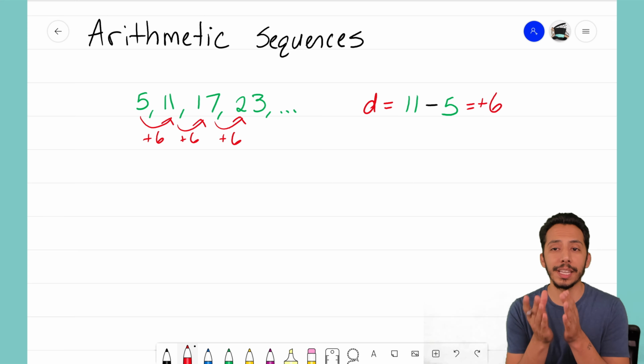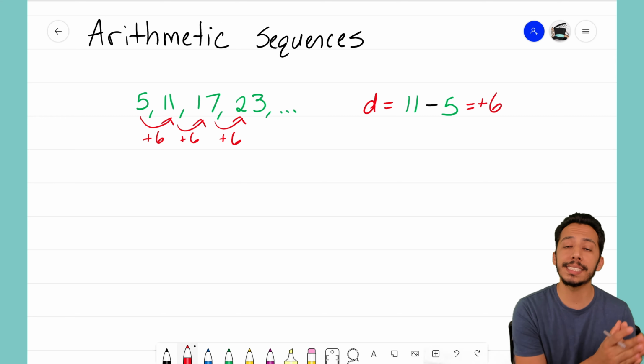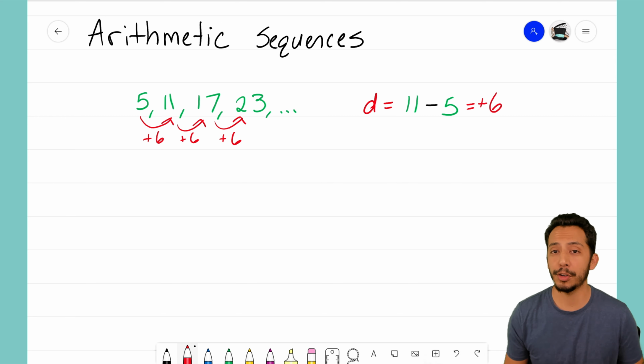5 plus 6 gives you 11. 11 plus 6 gives you 17. 17 plus 6 gives you 23. Perfect. We now know our common difference.